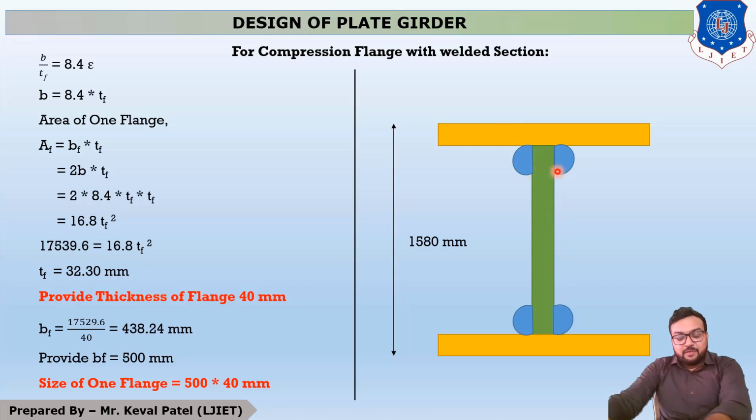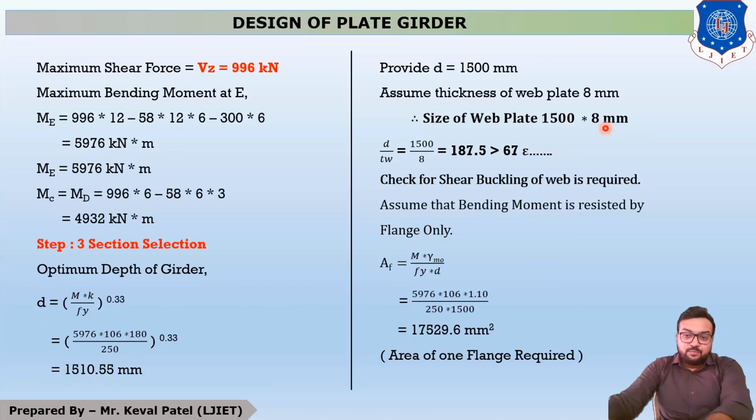So after calculating the web dimension, let us start our flange dimension calculation. For the flange portion, first of all, the area. The area of flange will be found from this equation, which is equal to M into gamma M0 divided by Fy into D. Now what is the value of M? M means the maximum bending moment for which you have to design. So it is 5976 into 10 raised to 6 into 1.1, which is gamma M0, the partial safety factor, divided by Fy, which is 250, into small d. So your small d is 1500.